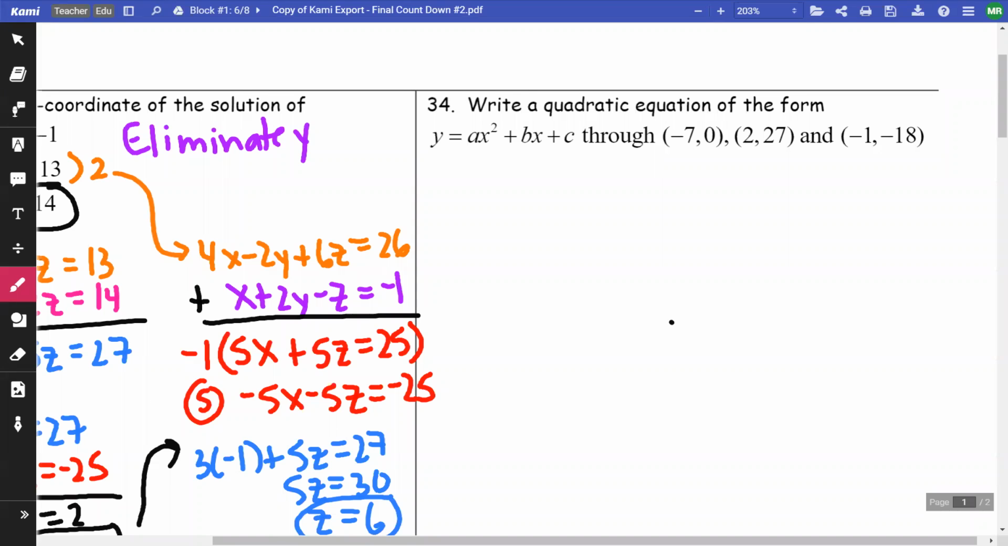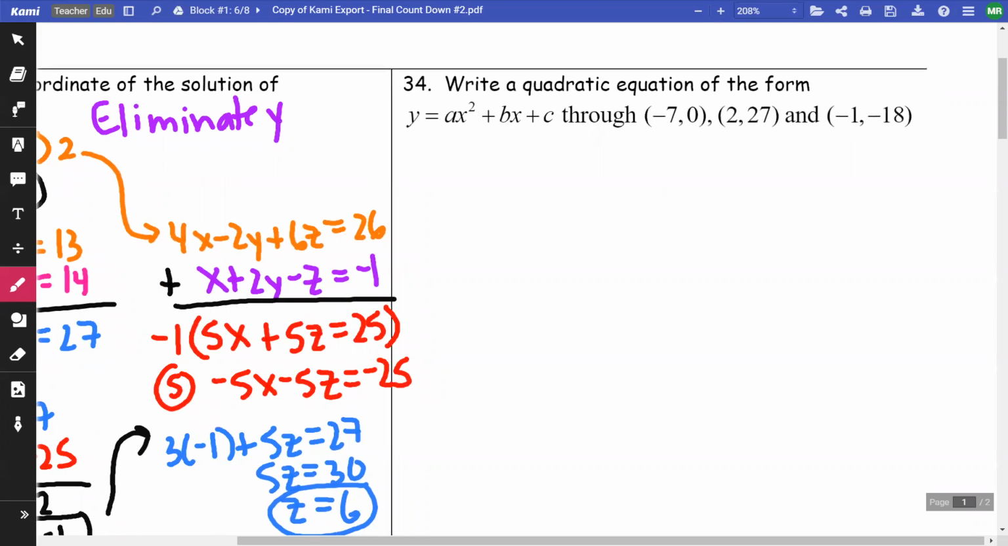So number 34 is really the same type of idea as 33, except they're asking us to find the equation of a parabola given 3 points, and we're going to have to substitute them in and come up with our system. So let's say I'm going to use my -7, comma 0. So when I put it into my equation, I'm going to get 0 is equal to a times -7 squared plus b times -7 plus c.